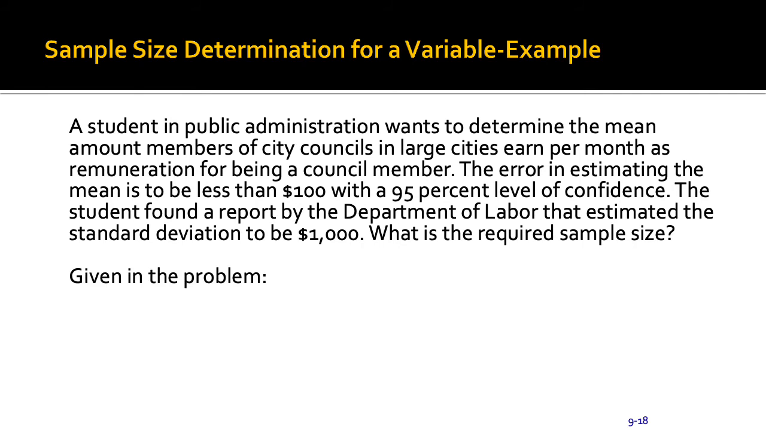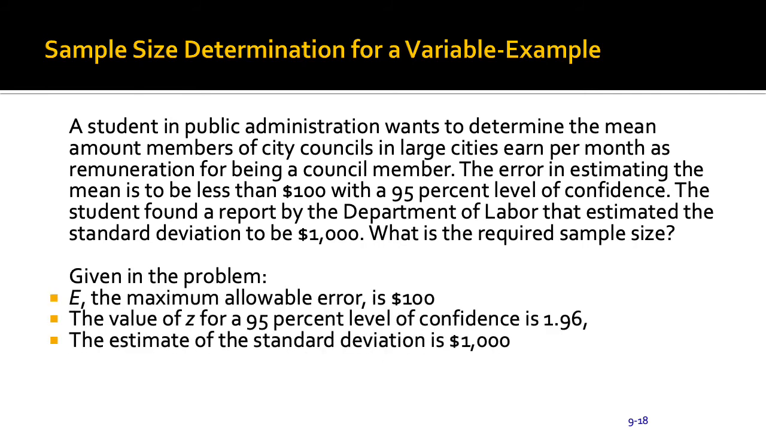So let's look at an example here. It says a student in public administration wants to determine the mean amount members of a city council in large cities earn per month as remuneration for being a council member. The error in estimating the mean is to be less than 100 with a 95% level of confidence. The student found a report by the Department of Labor. If we go back to that previous slide, basically what we're saying here is this is using a comparable study, right? And estimating the standard deviation to be 1,000. So what is the required sample size?